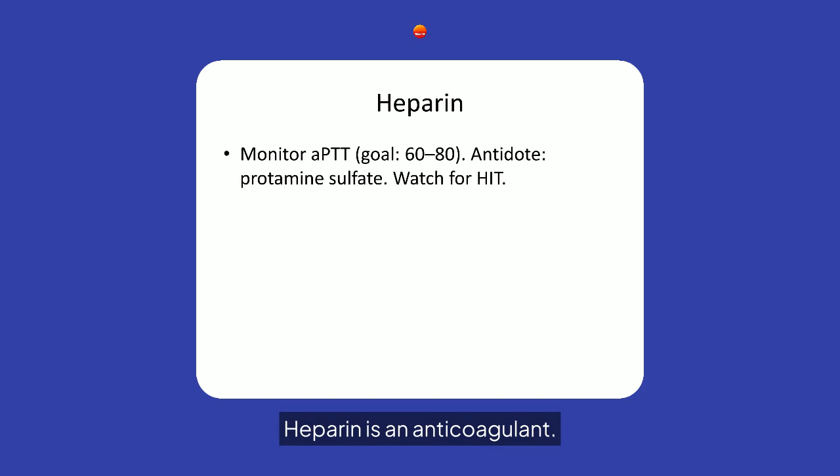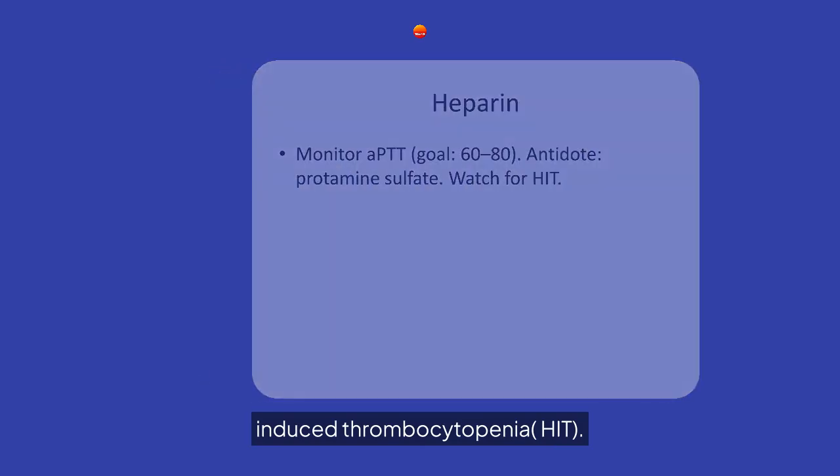Heparin is an anticoagulant. Monitor APTT levels with a goal of 60 to 80. Protamine sulfate is the antidote. Be alert for signs of heparin-induced thrombocytopenia, HIT.